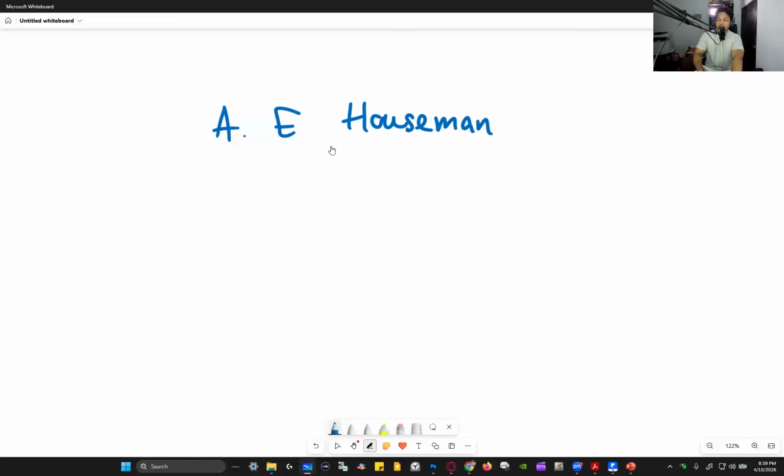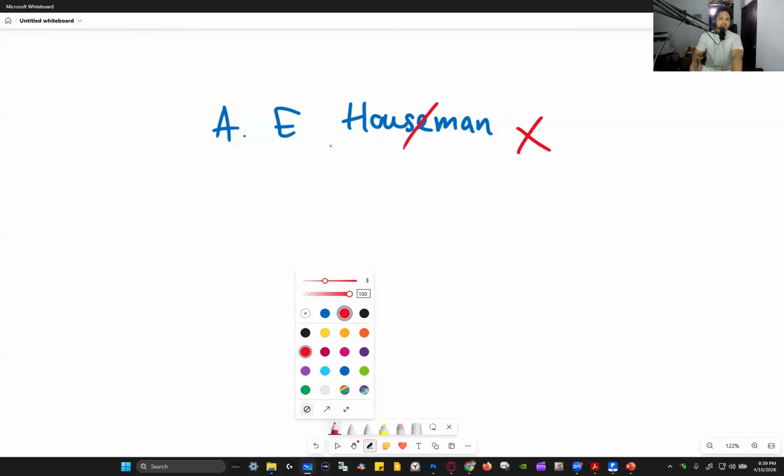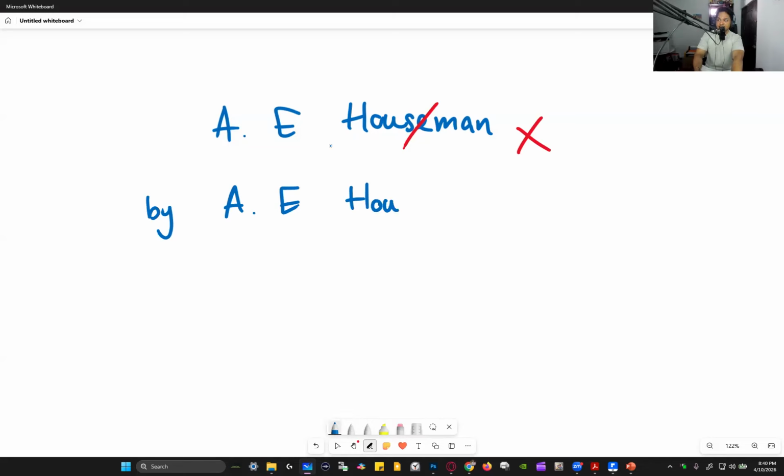No, wrong. This is a mistake. Housman doesn't have an E. Cut the E. Spell his name properly. Farewell to Barn and Stack and Tree by A.E. Housman, without an E.